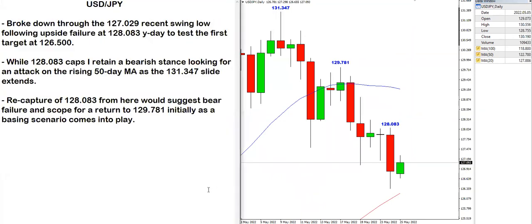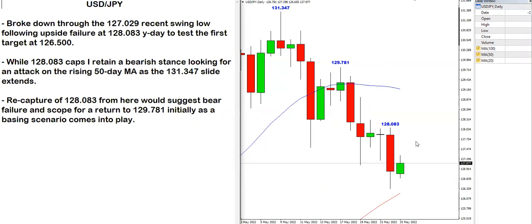Dollar yen's performed quite well in terms of expectations. Yesterday, I saw the rejection at 128.083, which I'd been looking for. We got the loss of the swing low at 127.029, and we did see the push into the first target, which came in at 126.5. Since seen a bit of a bounce, so not too sure whether we'll get down to that second target coming in close to 126 even.